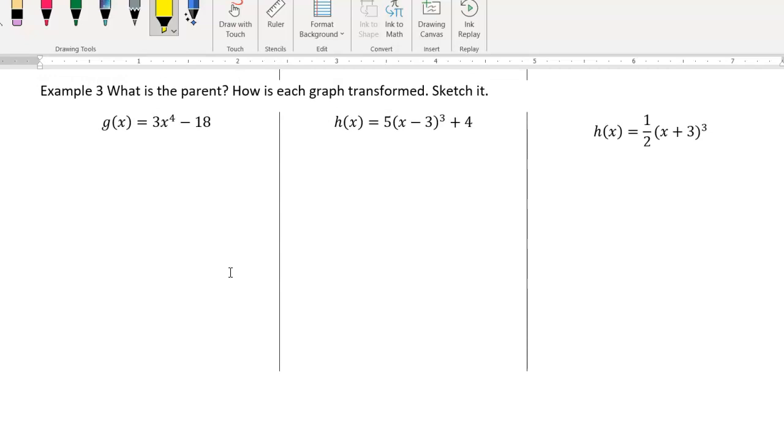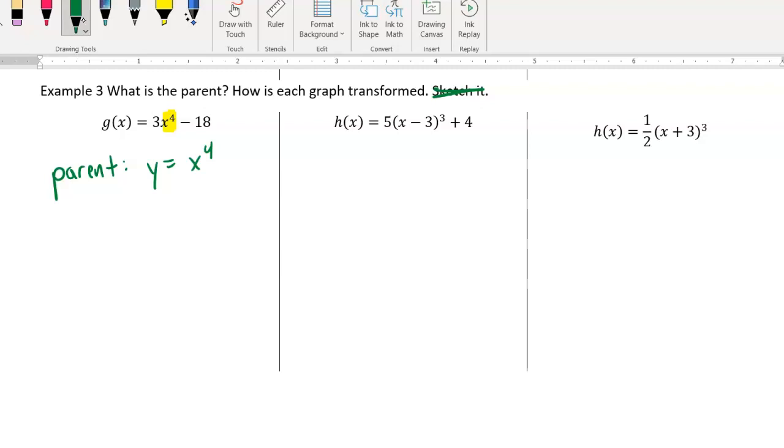And so the first question here is saying, what is a parent function, and then how is the graph transformed? We're not even going to sketch it. I just want to figure out what the parent function is and how it is transformed. The parent function is based on the degree of the polynomial. If we look at this first one, we see the degree is the fourth power. So that means we can just say the parent function is based on y equals x to the fourth.